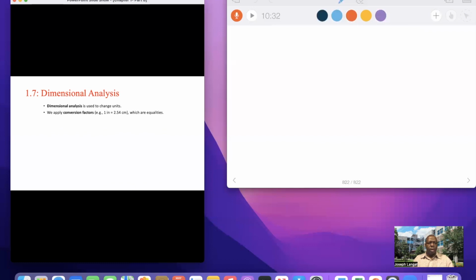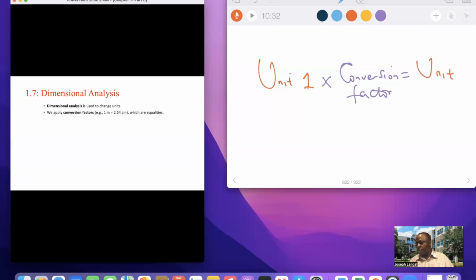Here is an equivalent statement, which is used to derive what we call a conversion factor. A conversion factor is what you are using to change from one unit to another. So here is unit 1, all right? You multiply by the conversion factor to give you unit 2. This one you have to derive.